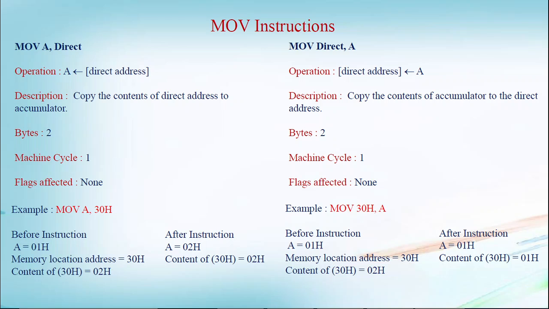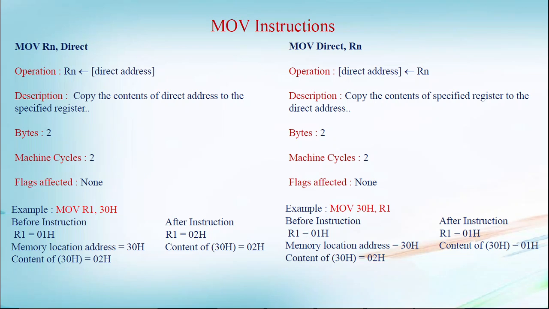Then MOV direct, A means copy the contents of the accumulator to the direct address. Example, MOV 30H, A. It means the content of A, that is 01H, will move into the memory location address 30H. So after the instruction is executed, the content of 30H will become 01H.